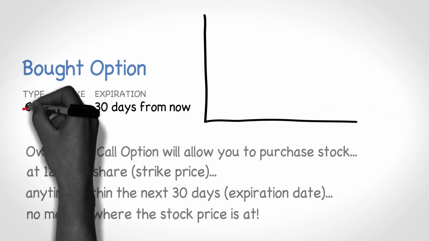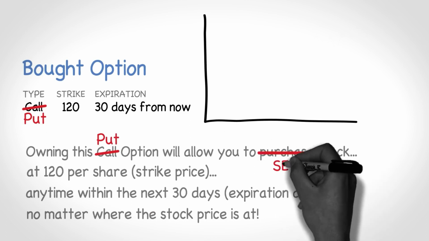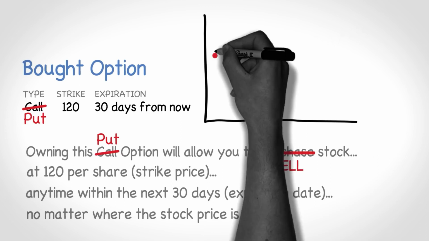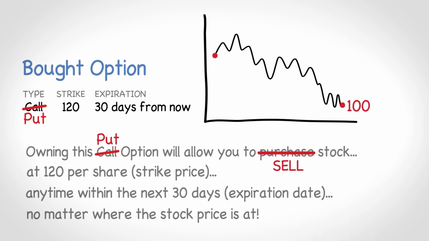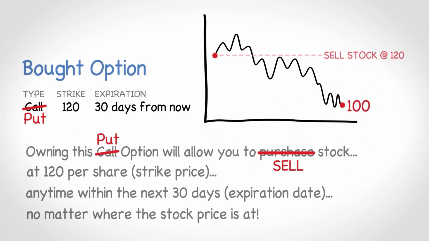Now, instead of a call, let's say you bought a put option with a strike price of $120 that expires in 30 days. This will allow you to sell the stock at $120 anytime during the next 30 days, no matter where the stock goes. This is cool because what if the stock tanks down to $100 per share? Well, you own a put option that gives you the right to sell stock at $120 even though the current market value is $100. So you have a much better sale price than if you were to just sell stock at the current market value.